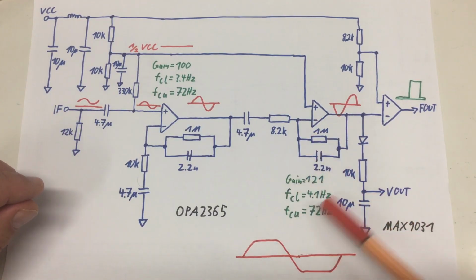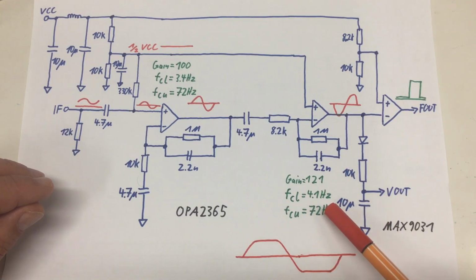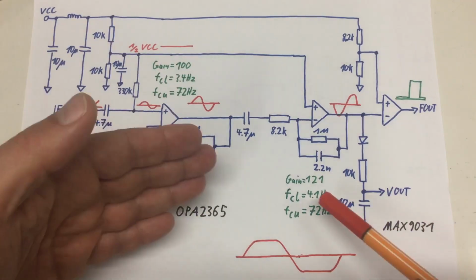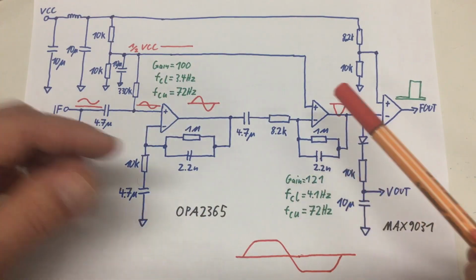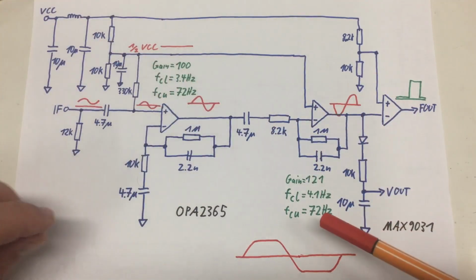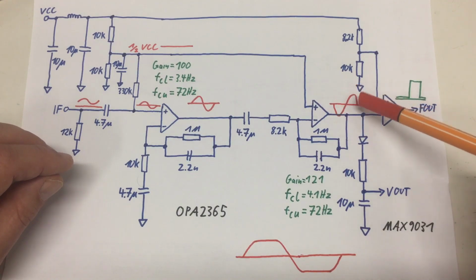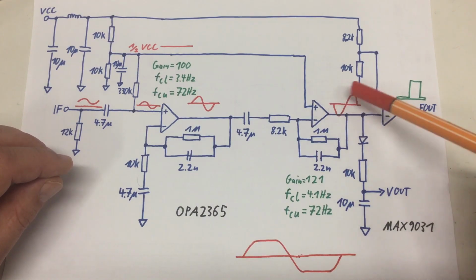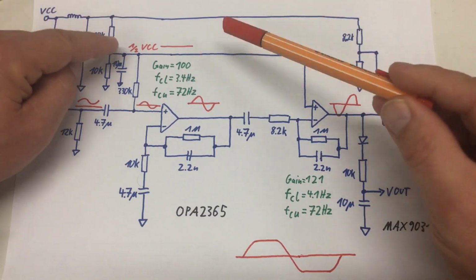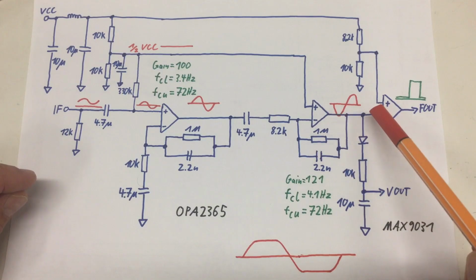And the parameters here are gain of 121, lower cutoff frequency 4.1 Hz, and upper cutoff frequency 72 Hz again. And again, I took these values from Limpkin's documentation. I didn't calculate that myself. Anyway, we get an even larger amplified sine wave centered around the 1/2 VCC 2.5 volt rail out here.